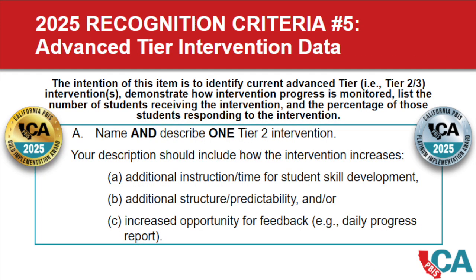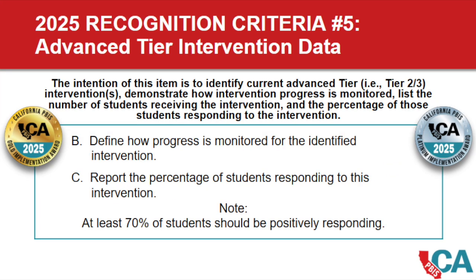For platinum recognition of Criteria 5, be sure you name and describe one Tier 3 intervention. Your description should include how the intervention increases additional instruction, time for student skill development, additional structure, predictability, and/or increased opportunity for feedback, such as daily progress reports. You will also need to define how progress is monitored for the identified intervention. Report the percentage of students responding to this intervention. Please note at least 70% of students should be responding positively.